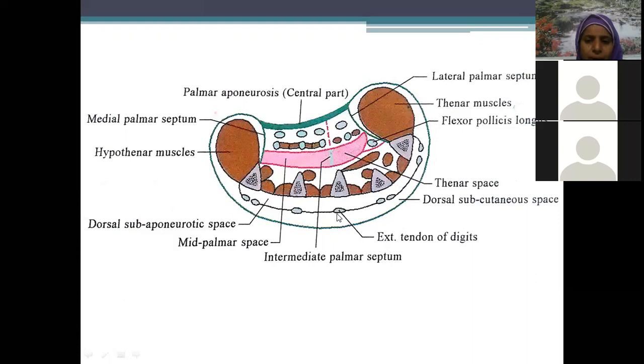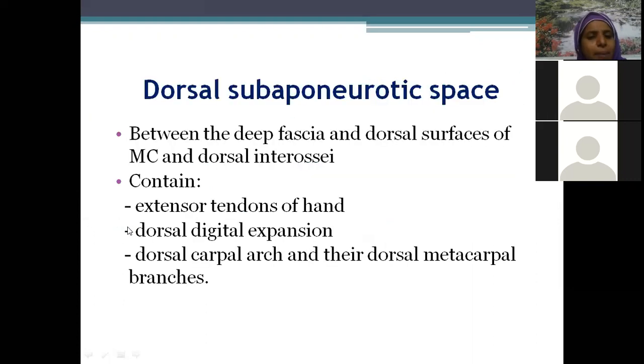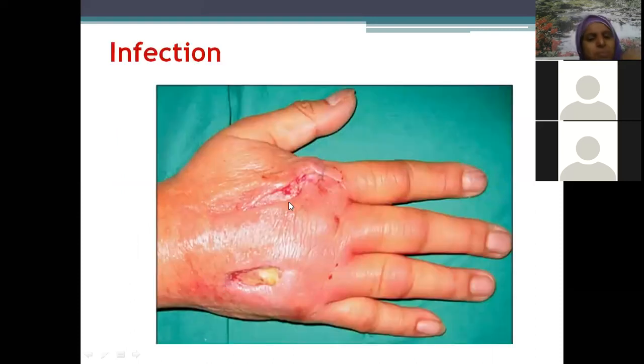Then below the extensor tendons, whatever space we are finding, that is the dorsal subaponeurotic space. That means below the deep fascia and above the dorsal interosseous, whatever space is there, that is the dorsal subaponeurotic space, which contains extensor tendons, dorsal digital expansion, dorsal carpal arch, deep arch, and the veins and arteries, dorsal metacarpal branches. Sometimes we may find infection in dorsal subcutaneous and subaponeurotic spaces also.